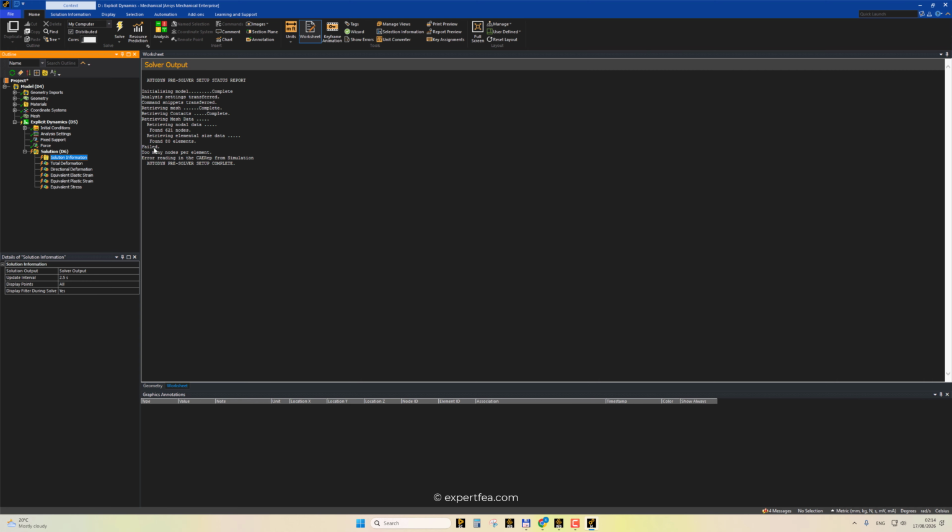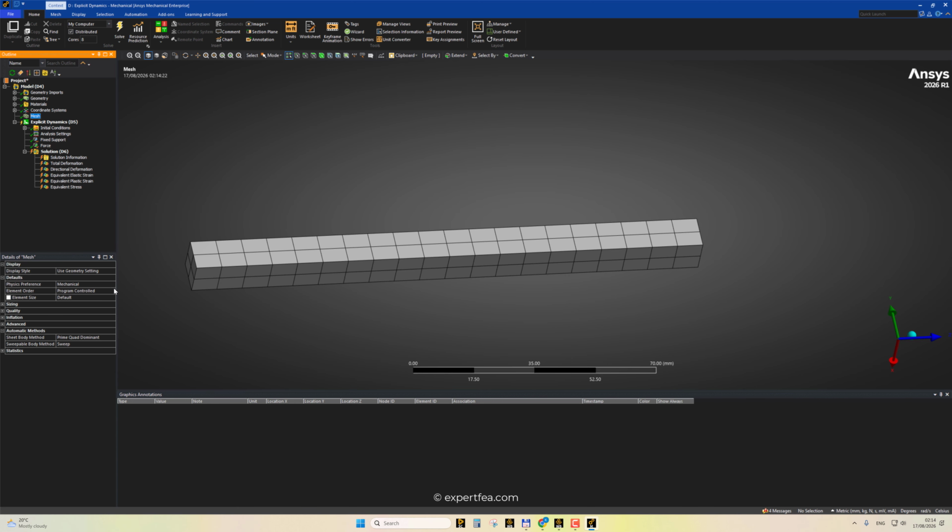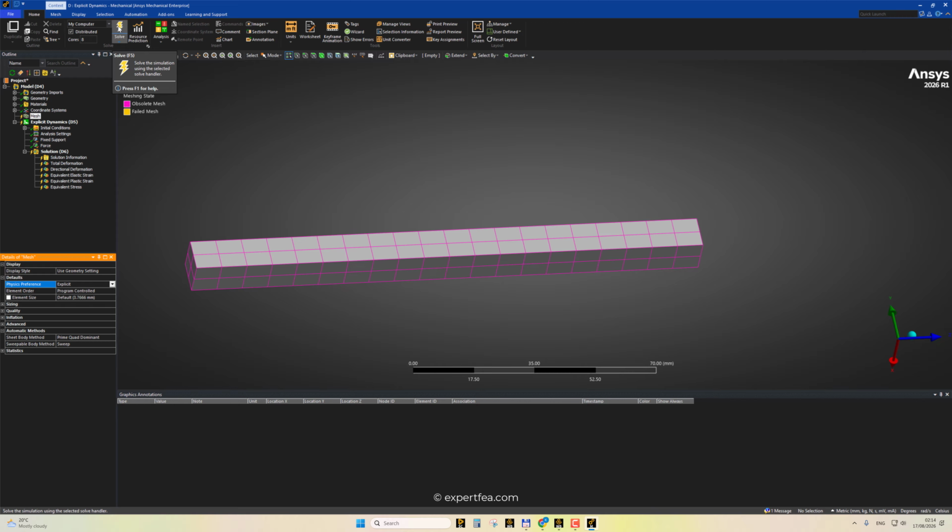So it says, for example, failed too many nodes per element. Why is it saying this? Because we're using the default mesh type inherited from static structure, but in reality we should change the physics preference to explicit. In mechanical, we're using a second order mesh with so-called mid-side nodes, and in explicit we do not have mid-side nodes. This is a first order type of mesh. So let's solve again.